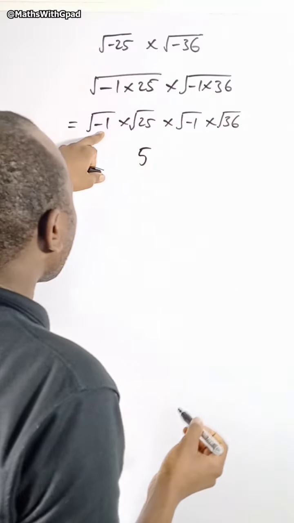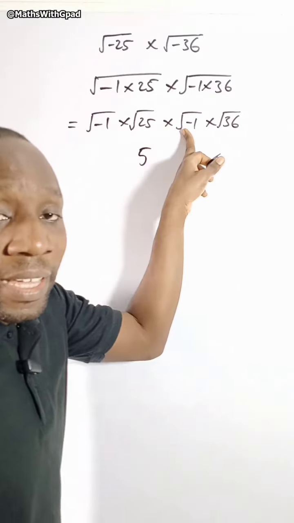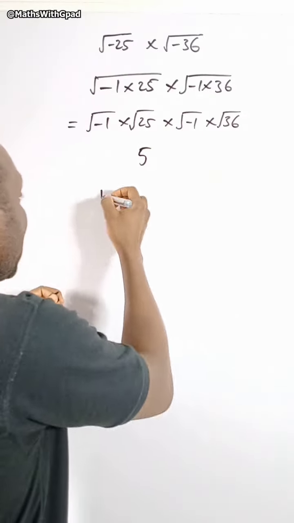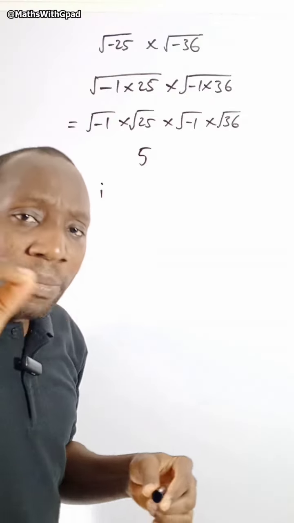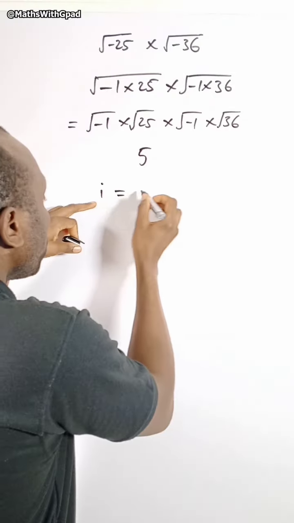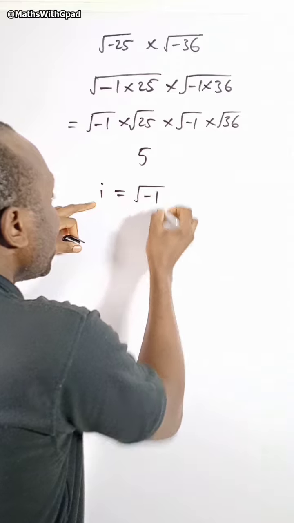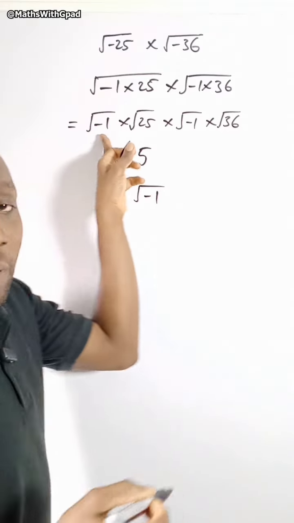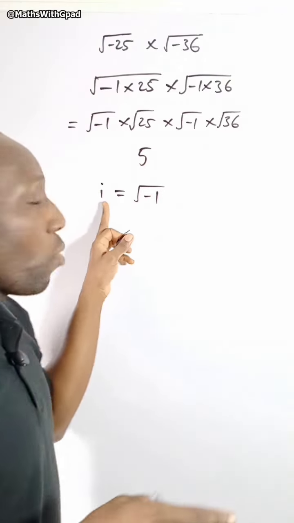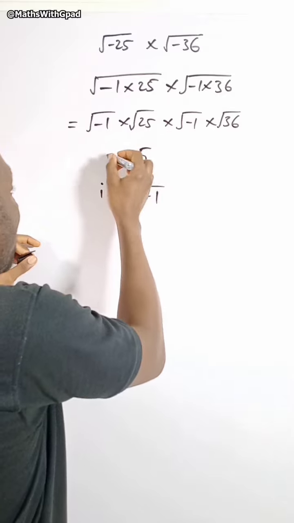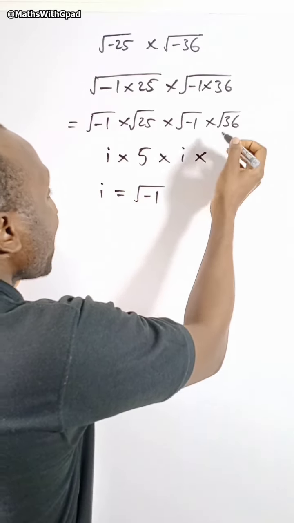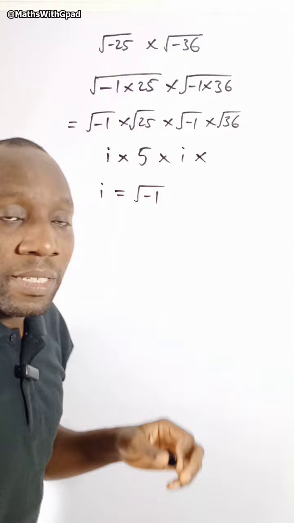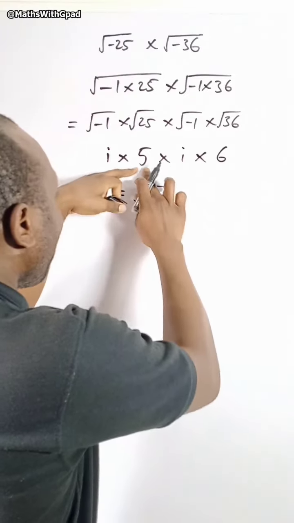But what about the square root of negative 1 and also this one here? There is a letter that is used to represent the imaginary unit of an imaginary number. So i is equal to the square root of what? Negative 1. So I'm going to replace the square root of negative 1 with i. So this is i times i here again, and then times, what is the square root of 36? That's 6. So you have 5 times 6.